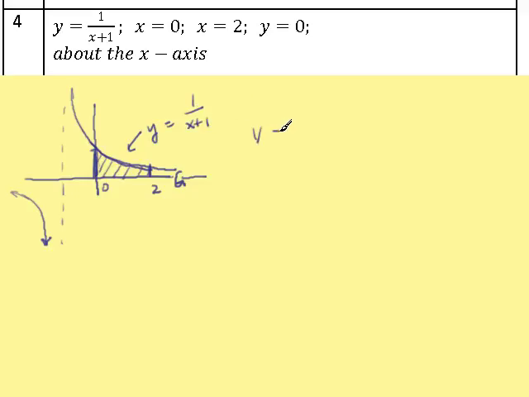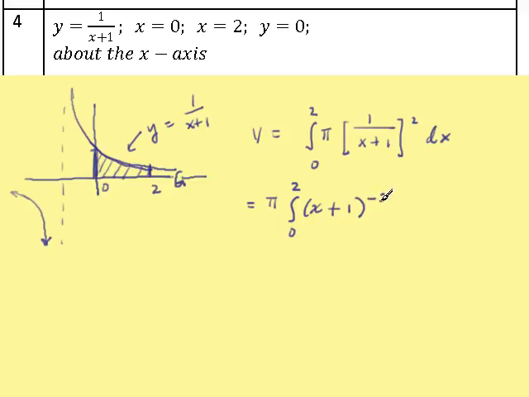So the volume is equal to the integral from 0 to 2 of pi f of x squared dx. All right, so that's pi, the integral from 0 to 2, and this is 1 over 1 plus x squared. I'm going to write it as x plus 1 to the minus 2.